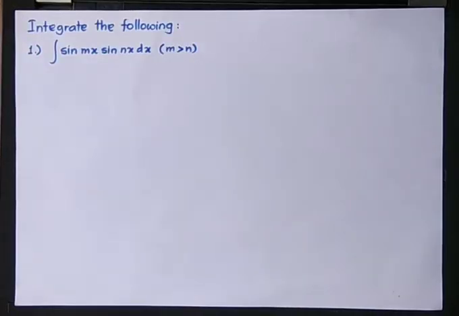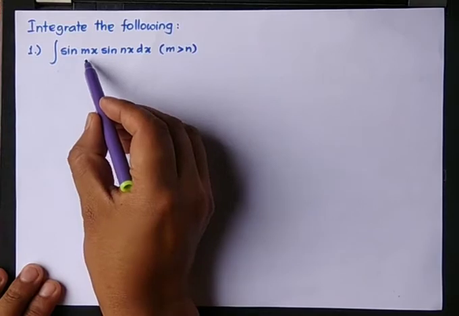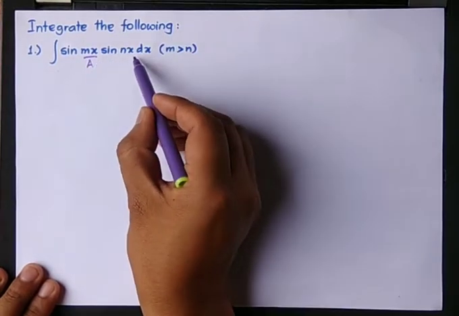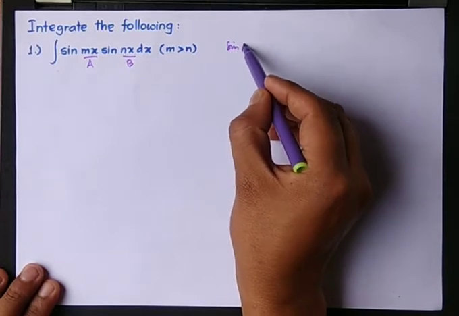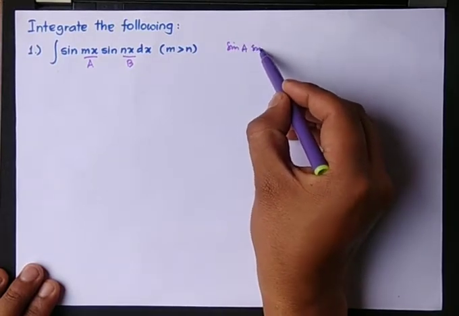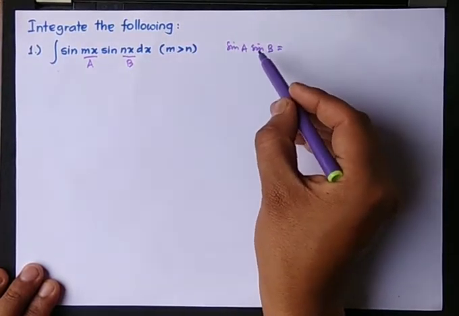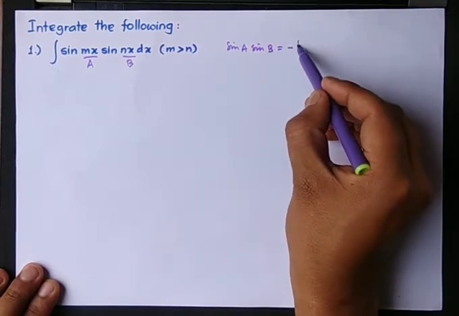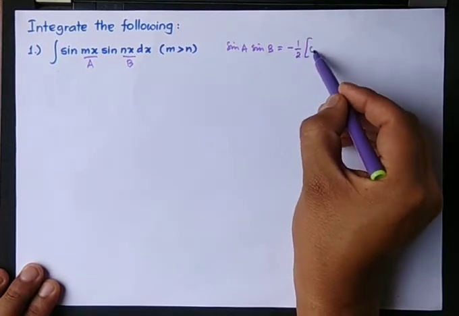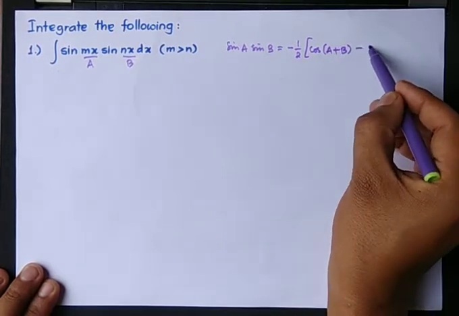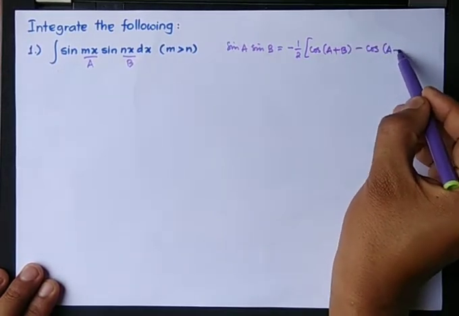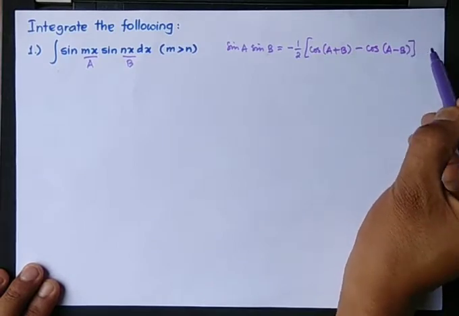So the first problem for the day is given here. So let's see how to integrate this one. Now if I call this to be my A and this to be my B, then what is this? This is sine A, sine B. Yes, and we know that sine A, sine B can be written as minus half cos A plus B minus cos A minus B. Let's apply this formula out here.